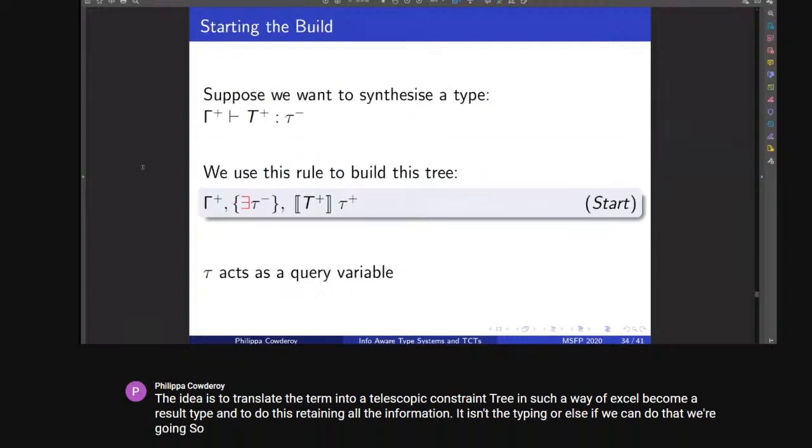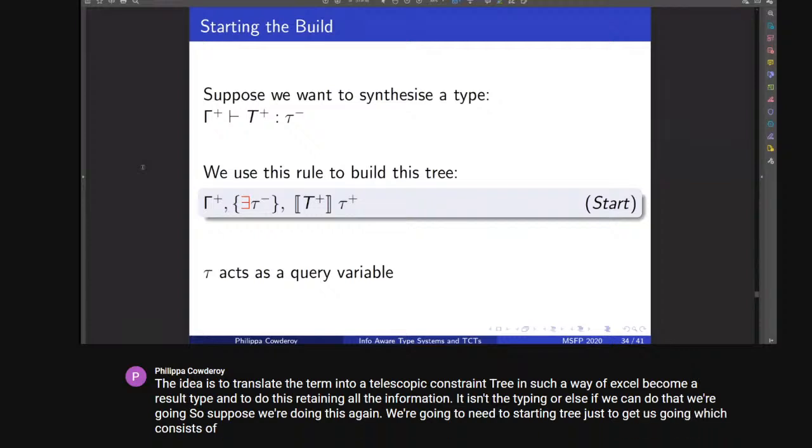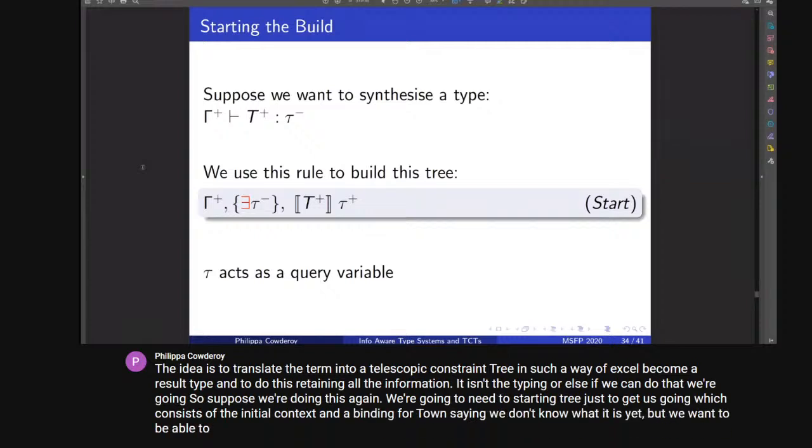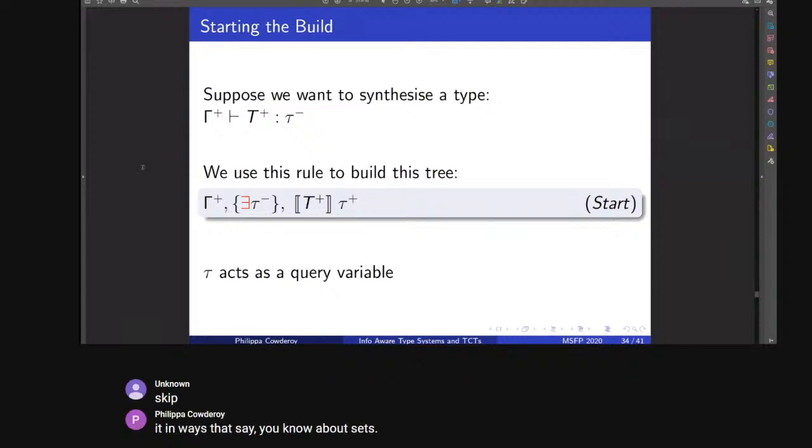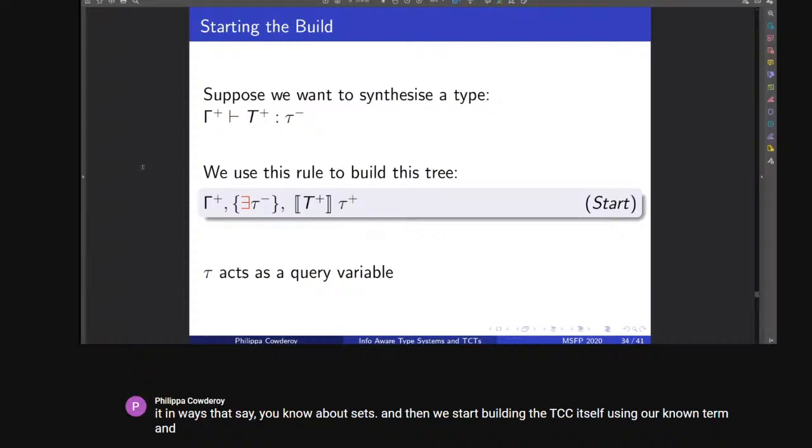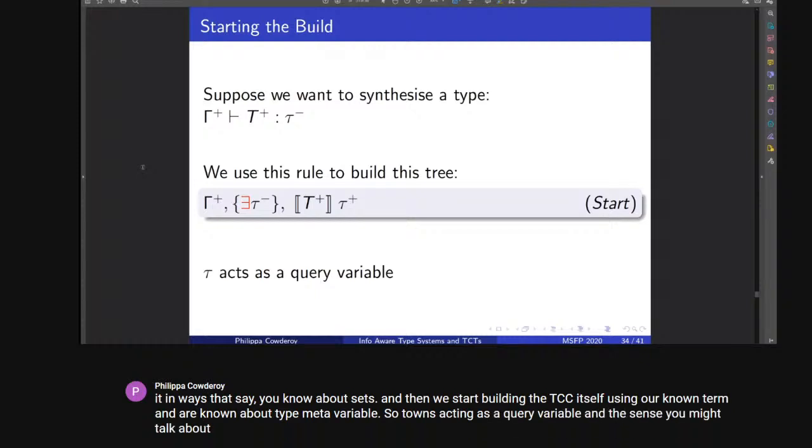So suppose we're doing synthesis again. We're going to need a starting tree just to get us going, which consists of the initial context, a binding for tau saying we don't know what it is yet, but we want to be able to use it in ways that say you know about it. And then we start building the TCT itself using our known term and our known about type meta variable. So tau's acting as a query variable in the sense you might talk about when you're working with databases or again in logic programming.